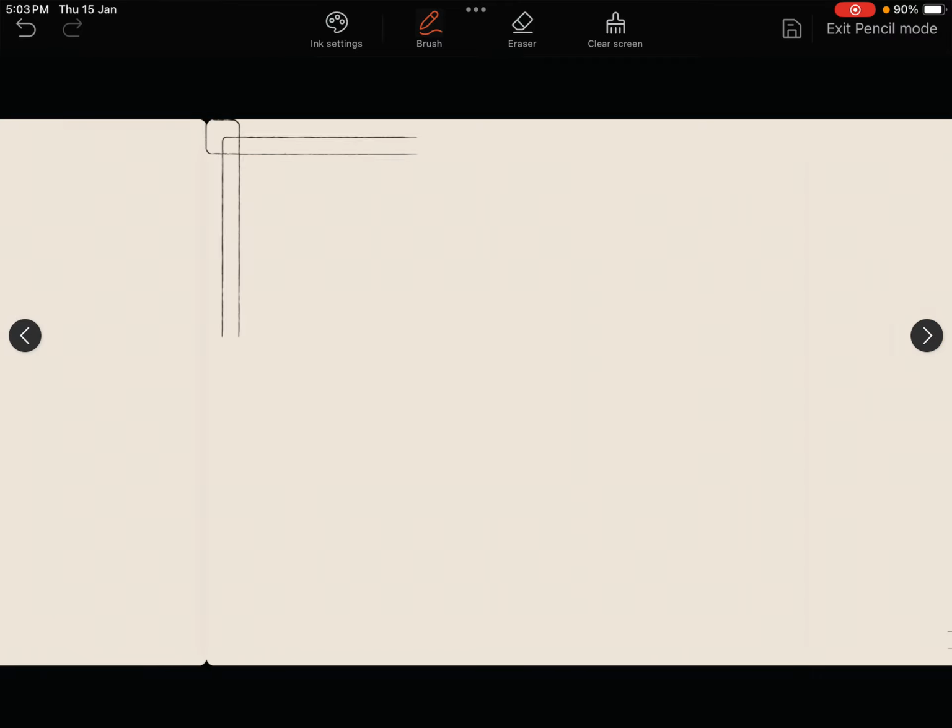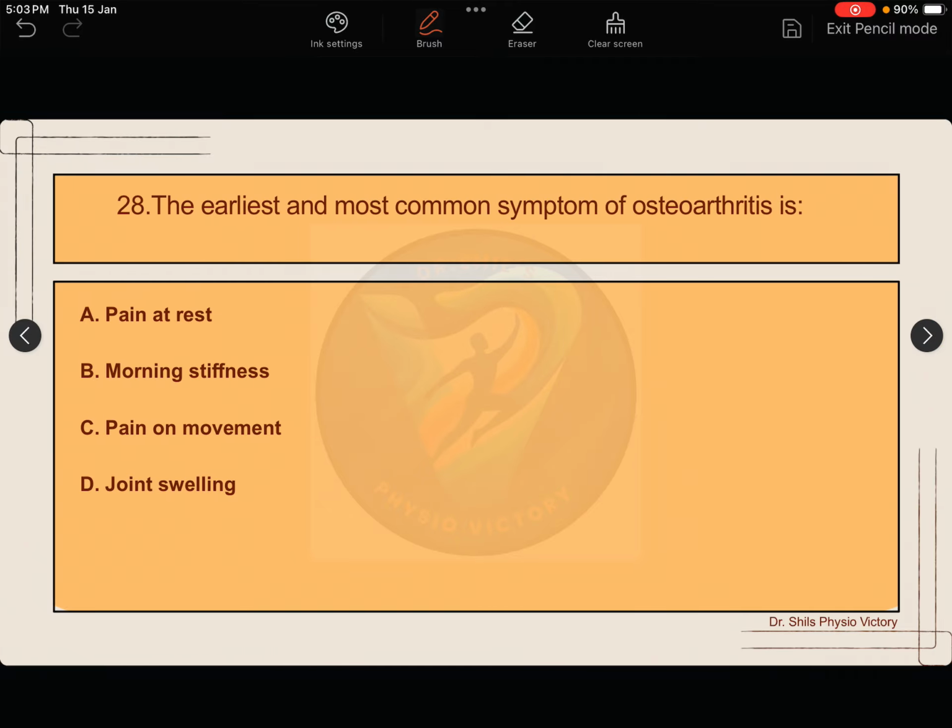Next, come to question number 28. The earliest and most common symptom of osteoarthritis is option A pain at rest, option B morning stiffness, option C pain on movement, and option D joint swelling. Here the correct answer is option C, pain on movement. Osteoarthritis is a degenerative joint disease where cartilage breakdown leads to pain, primarily during or after joint use, known as mechanical pain.